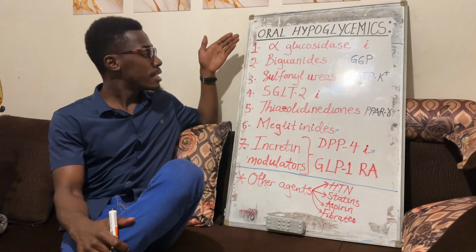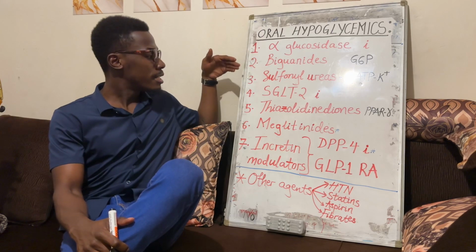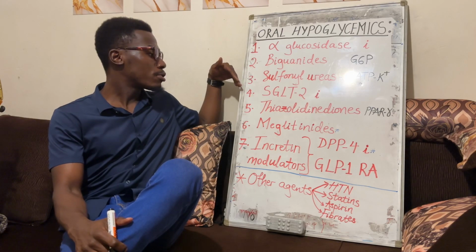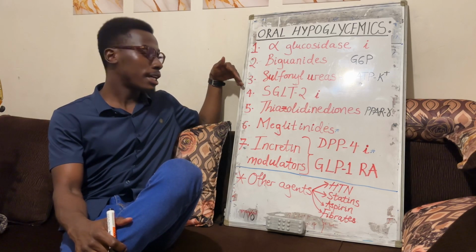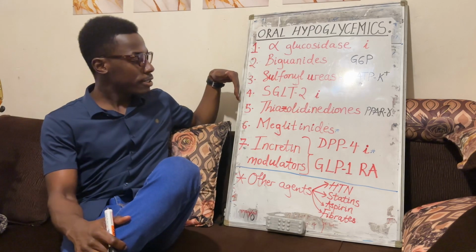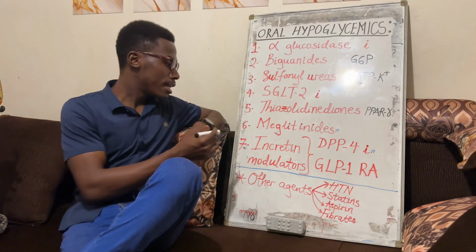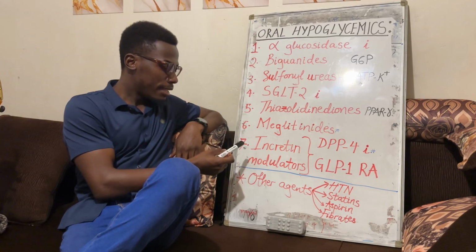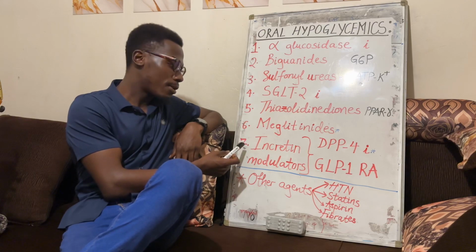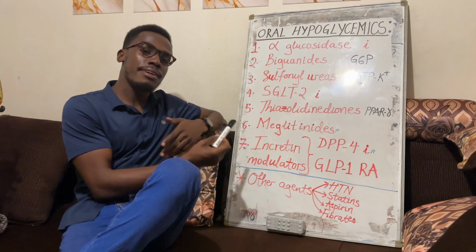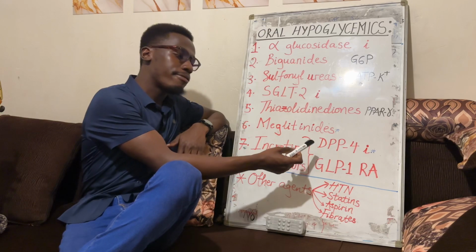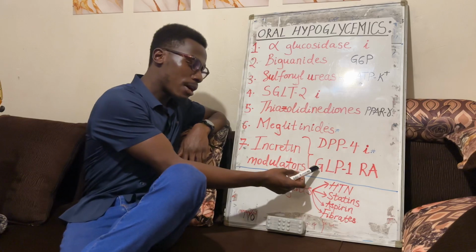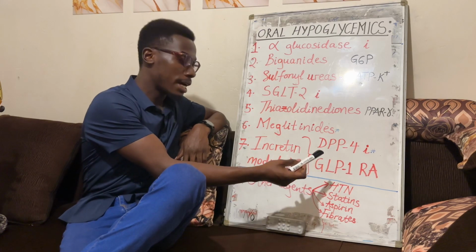glucosidase inhibitors, biguanides, sulfonylureas, sodium and glucose cotransporter 2 inhibitors, thiazolidinediones, which are also called glitazones. Then we have meglitinides, which are also called the glinides. And then we have this class called incretin modulators, and it is divided into what we call the DPP4 inhibitors or the dipeptidyl peptidase 4 inhibitors, and then the glucagon-like peptide 1 receptor agonists.